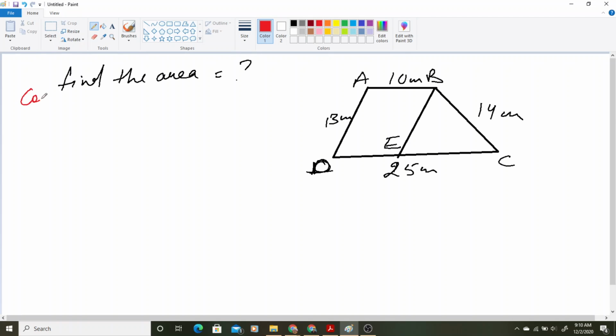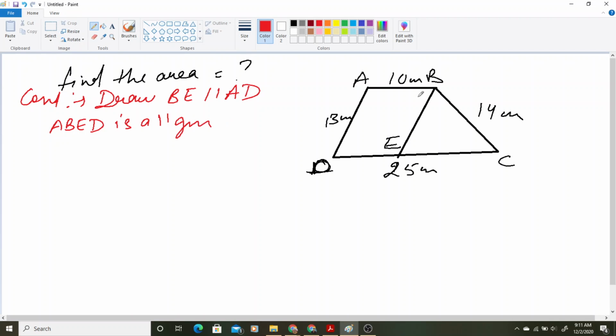So in construction you can write, draw BE parallel to AD. Now if I have taken this BE parallel to AD, see this AB and DE will be equal because it has become a parallelogram. What has this ABED become? ABED is a parallelogram now. Why is it a parallelogram? Because AB is parallel to DE, that is already given. It was given because these two sides are parallel. This side and this side are parallel. And now we have constructed this line parallel to this one. We have constructed these two lines as parallel too.